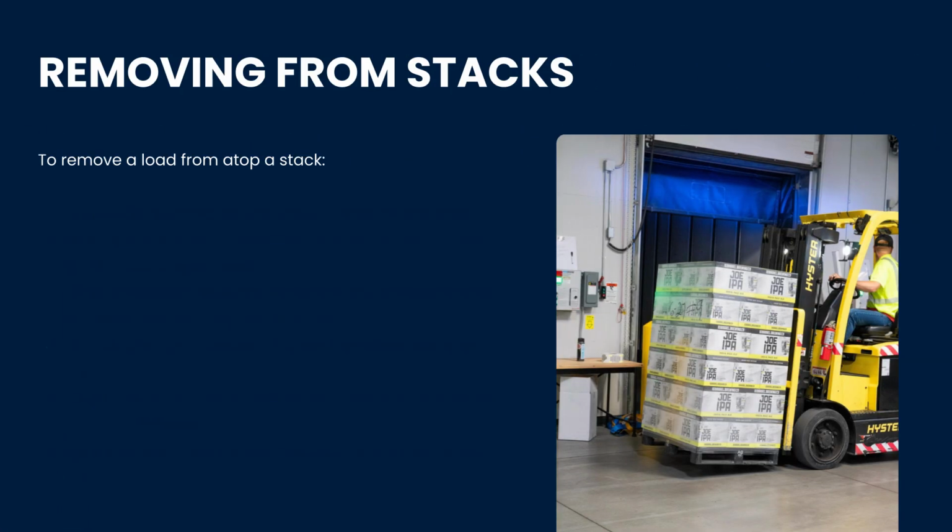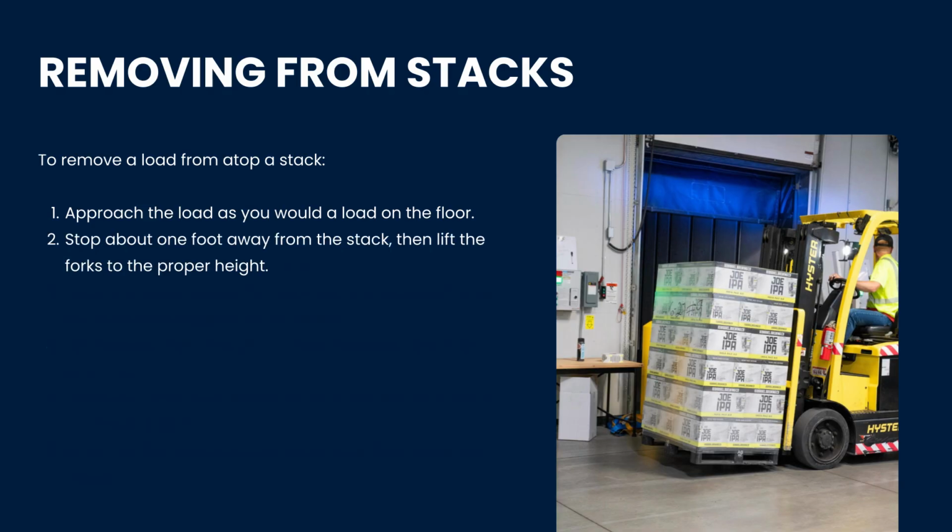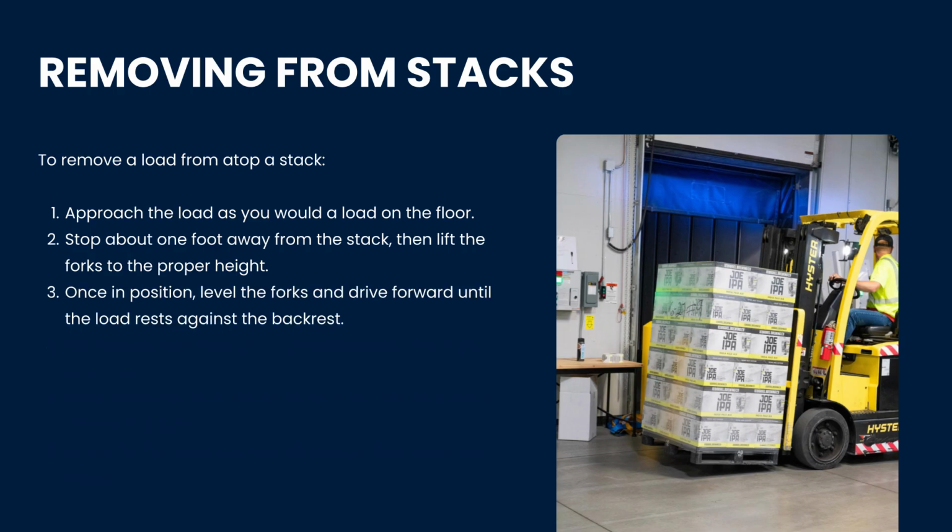To remove a load from the top of a stack, approach it the same way you would approach a load on the floor. Stop about 1 foot away, raise the forks to the correct height, level them, and drive forward until the load rests against the backrest.